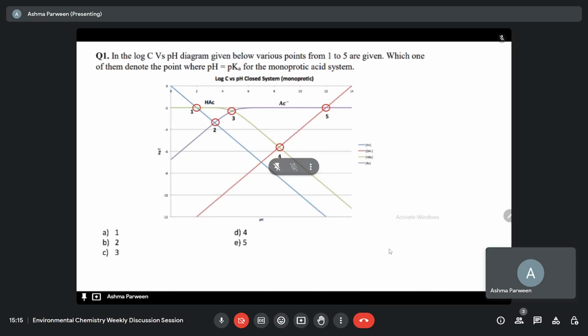Madam, question, point 3. Am I right? Yes, point 3 is the point where pH equals pKa.